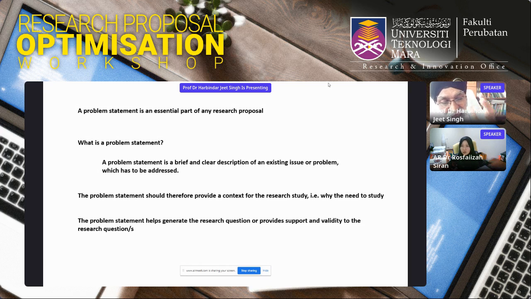Right. So basically, as I mentioned just now, problem statement is a very important part of a research proposal, because it will highlight to the reviewer, or you need to highlight to the reviewer, why there is a problem. That's one. And also you have to highlight why it is important to address this problem.